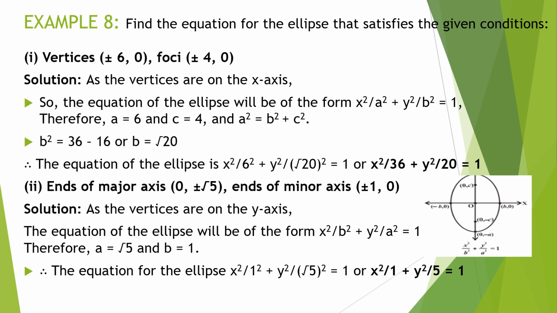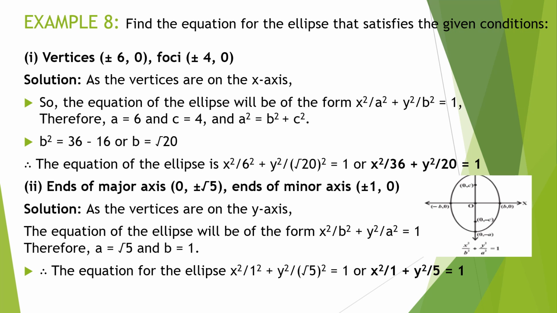So what is a? Vertices are given by (±a, 0), so a is 6 over here, and foci are given by (±c, 0), meaning c is 4. We have a, we have c. So from the equation a square is equal to b square plus c square, we can find b. So b is root 20. Hence the equation of the ellipse will be x square upon 6 square plus y square upon root 20 square equal to 1, or x square upon 36 plus y square upon 20 equal to 1.